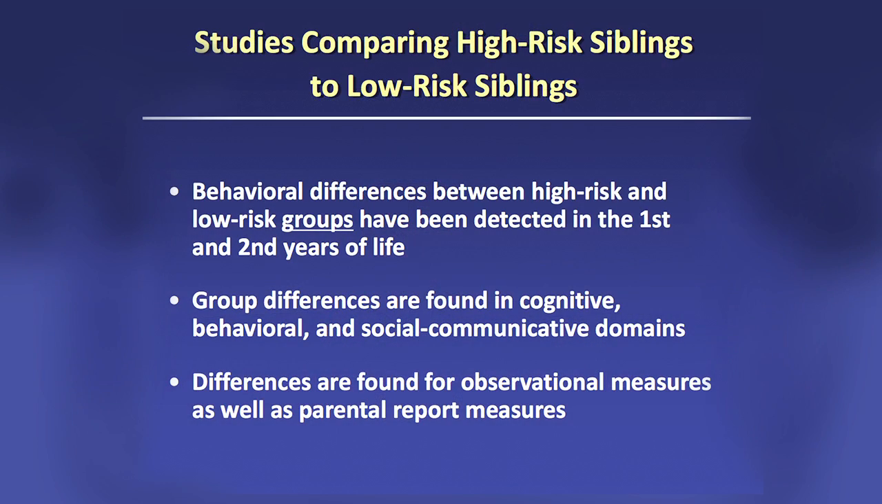The studies that compare groups of high-risk to low-risk children typically find behavioral differences as a group in the first and second years. They're found in lots of different areas: cognitive skills, behavior, social communication. And I will say, I came into this field not thinking that I would find this. I really didn't. And it is a phenomenon. These children, just as a group, just look different. And the differences are found not just for parent report measures, but also for observational reports.